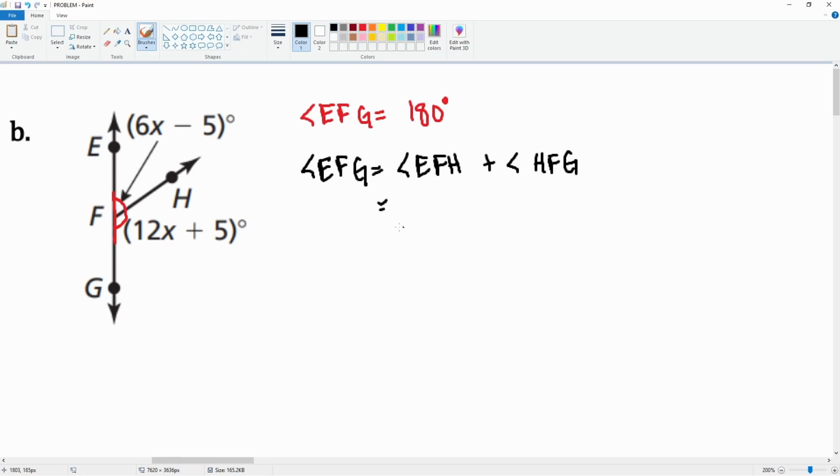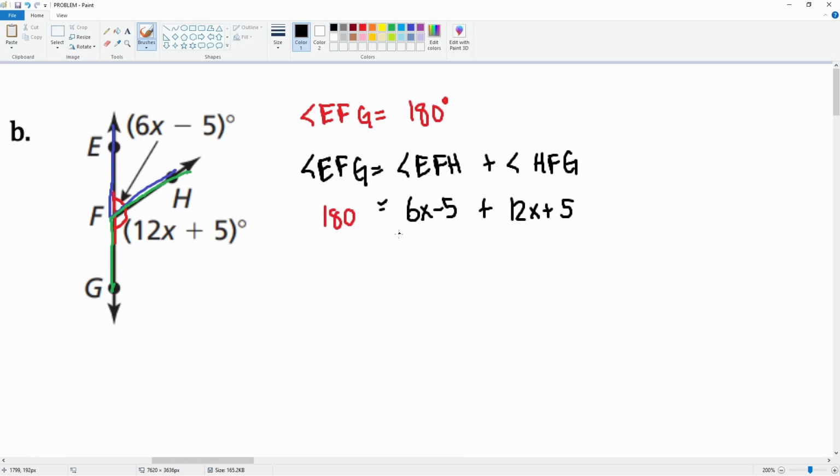Now we can plug in the values that we have. We have 6x minus 5, which is EFH, which is going to be this blue here. Okay? Plus angle HFG, 12x plus 5, that is going to be this green part here. Okay. Then we have the entire thing of EFG, which is 180.